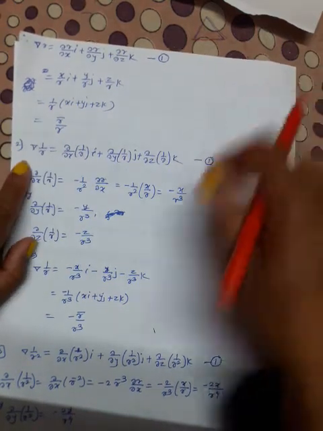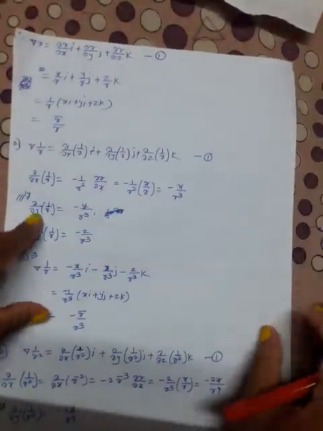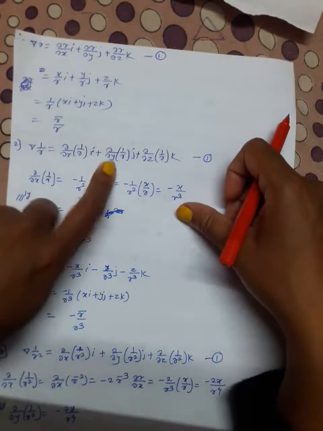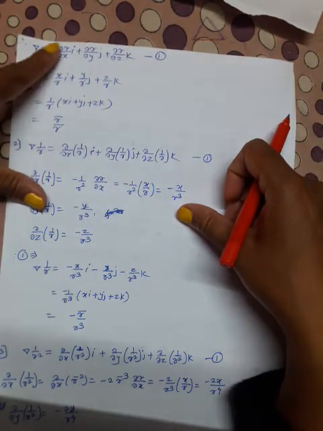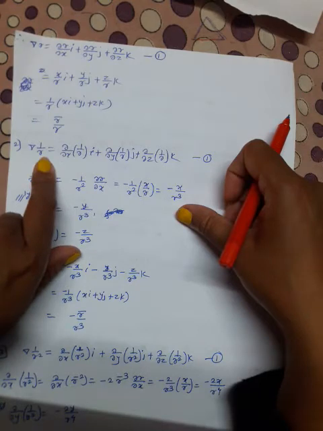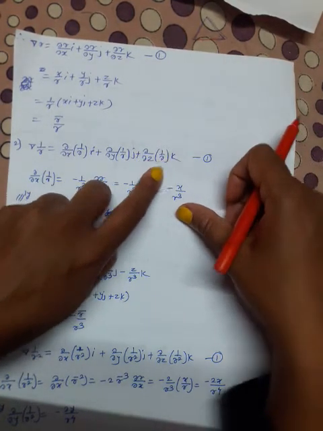Now second question, to find out del of 1 by r. Now start with the definition. Del of 1 by r is dou by dou x of 1 by r i plus dou by dou y of 1 by r j plus dou by dou z of 1 by r k. In del phi, replace phi by 1 by r everywhere.